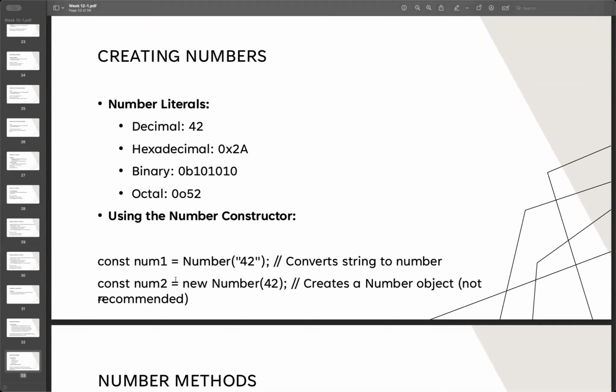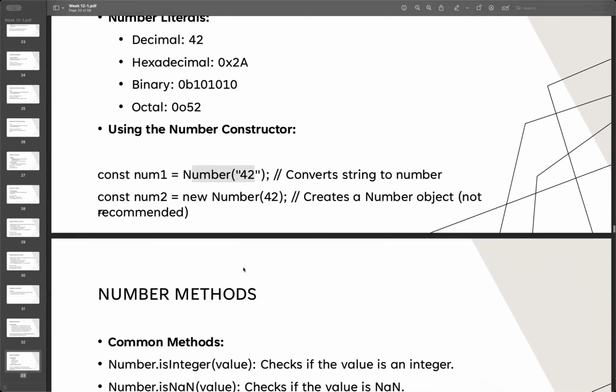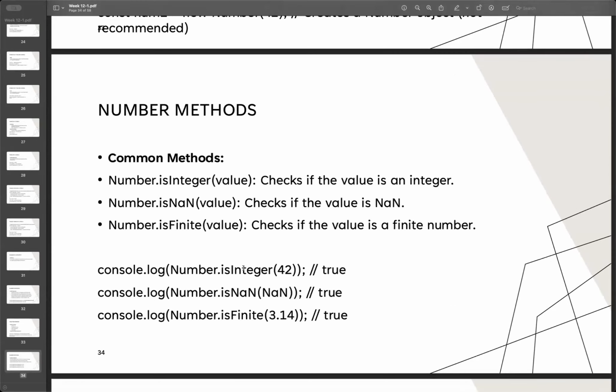So right here, passing to save it. But this one is not really recommended. So just convert to the number directly. Using the constructor is good enough. And also we have some common methods we can use for numbers.